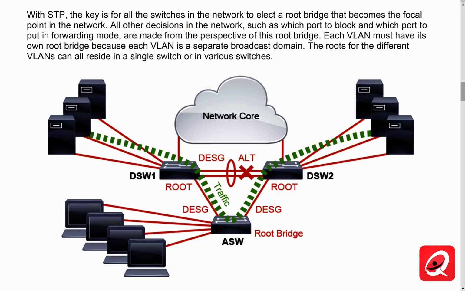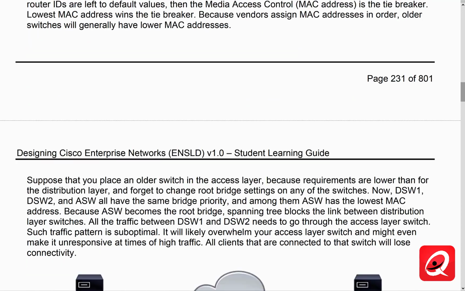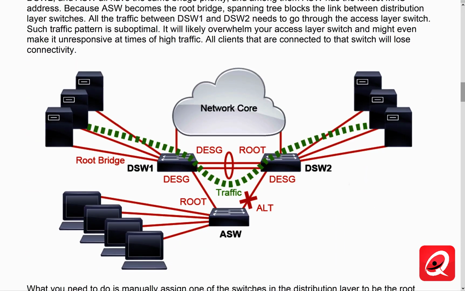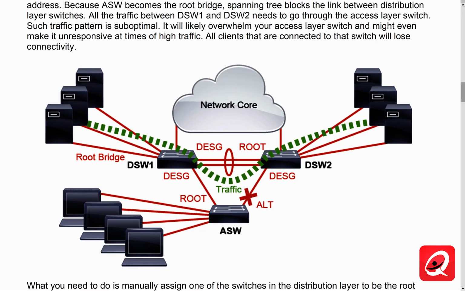All right. Another consideration is if I am running layer 2 at the distribution layer and I'm running layer 2 at the access layer, most likely I'm going to be using some sort of first hop redundancy protocol to provide layer 3 redundancy for my clients.